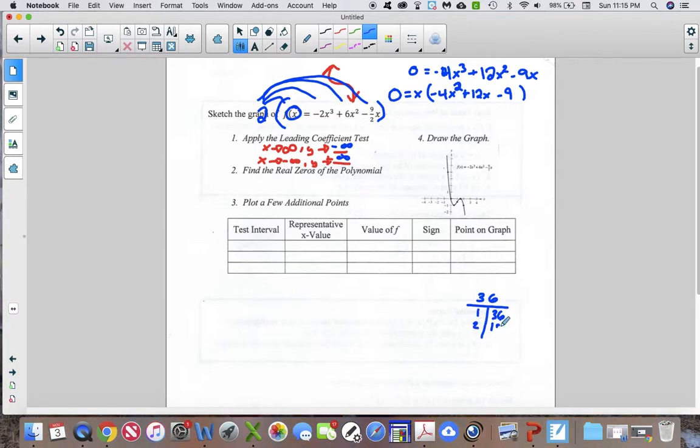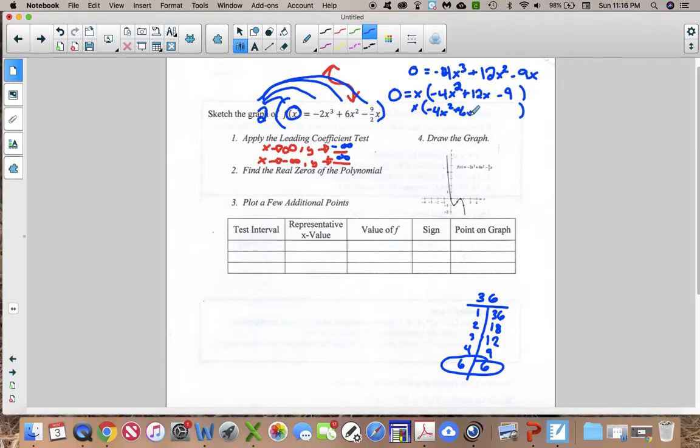1 and 36, 2 and 18, 3 and 12, 4 and 9, and you're probably yelling at the screen right now because you're like, you're wasting time. It's 6 and 6, right? 6 and 6 is the combination that you want. So I'm going to hang that x on for a little while, and I'm going to separate this into 4 pieces. So minus 4x squared, but instead of 12, it's going to be plus 6x, plus another 6x, and then minus 9. All right, and then we factor by grouping.